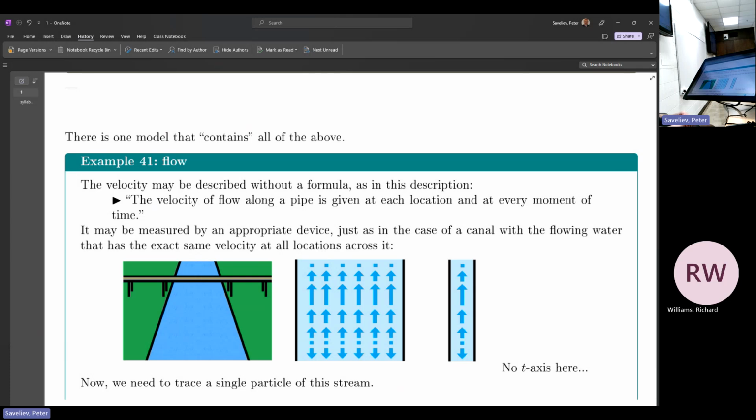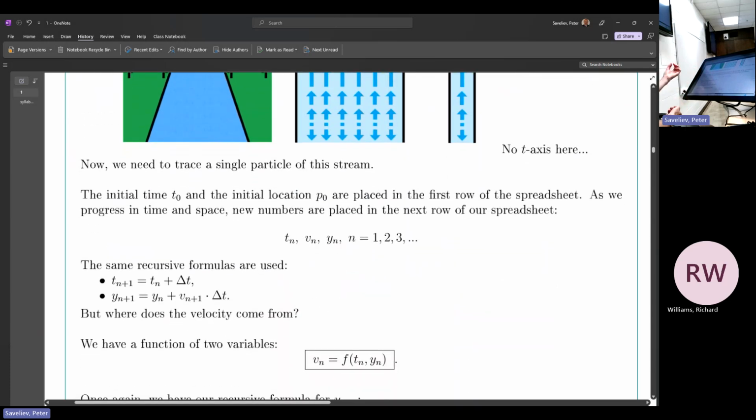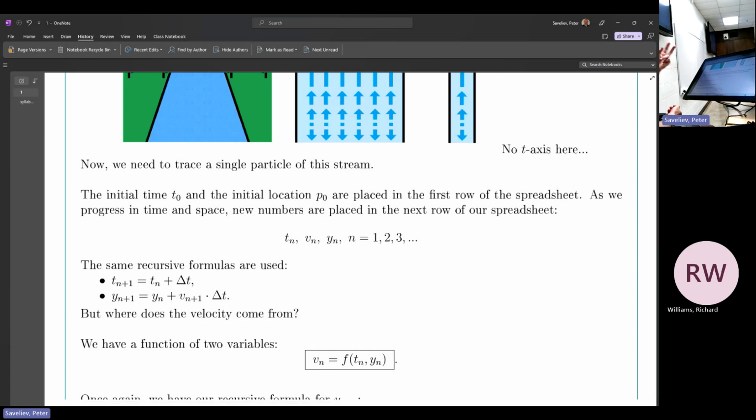So the velocity of a flow along a pipe is given at each location in every moment of time. Okay, so this is as general as you can imagine. If you know where you are and when you are, then you know which way you're going and how fast. Any flow within this pipe is possible, and the mathematics itself is very straightforward. If that function is known, you plug time and location into it.